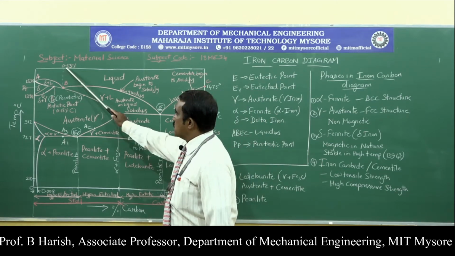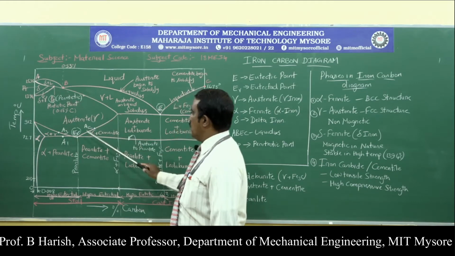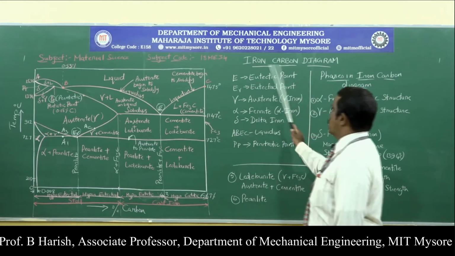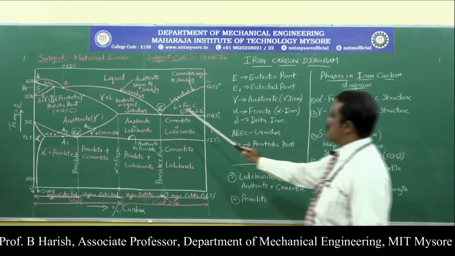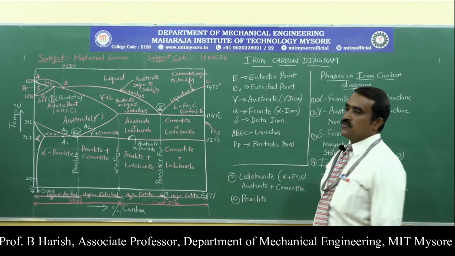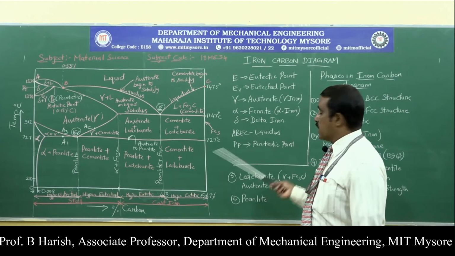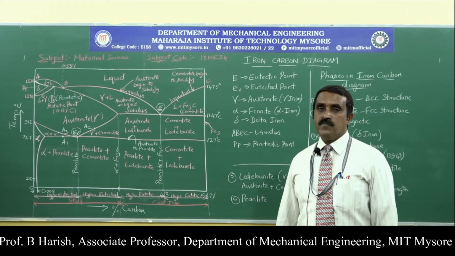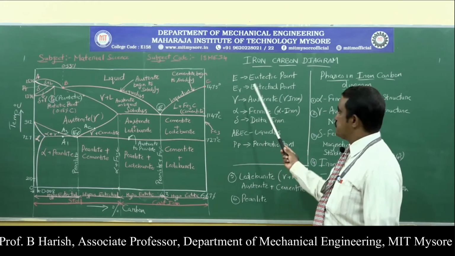This is the point that contains 0.53% of carbon content. So peritectic point, then eutectic point, eutectoid point. You can observe here, E is the eutectic point. What is eutectic, what is eutectoid, what is peritectic, all these things have already been discussed in the phase diagram. Continuing that, I am representing these different forms.